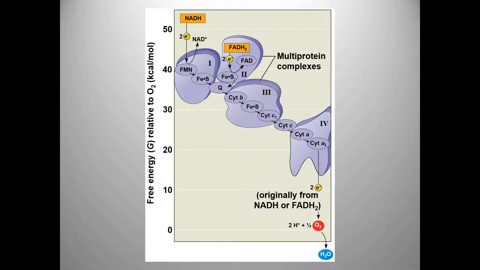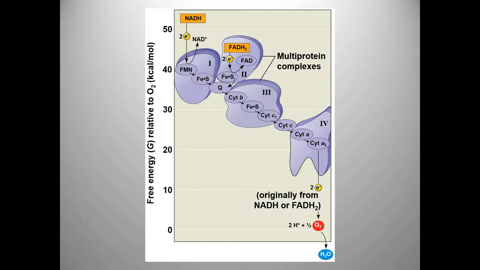All right, the amount of potential energy, free energy, decreases over time as the electrons are passed from one membrane protein to the next. As these electrons are passed from one membrane protein to the next, you're losing energy. Why are you seeing a loss of energy? Well, that energy is being used to do some kind of work, which we'll talk about over the next couple of slides.